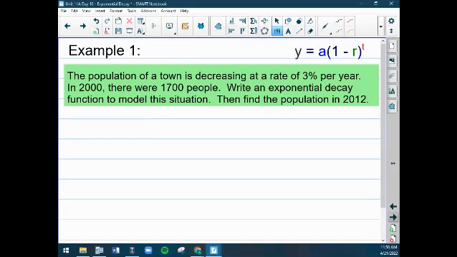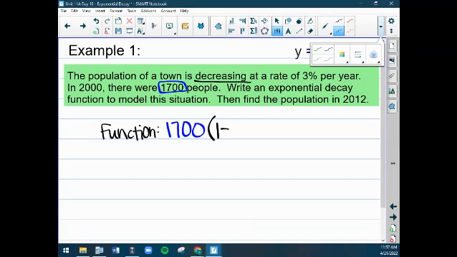So here's an example. The population of a town is decreasing at a rate of 3% per year. In the year 2000, there were 1,700 people. Write an exponential decay function to model this situation. Okay, so let's write our function. We've got to start with our A, which is our initial amount. So at the beginning, there are 1,700 people in the town. Then I've got 1 minus, because it says it's decreasing at a rate of 3%.